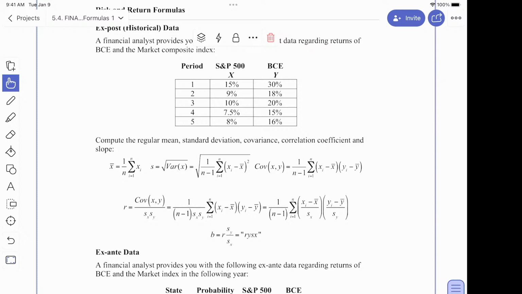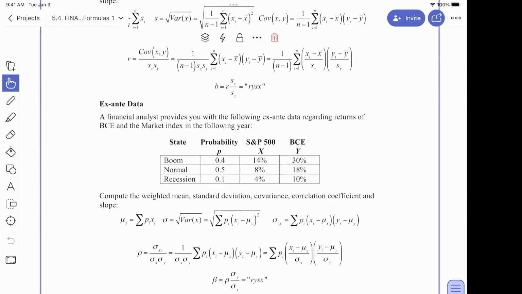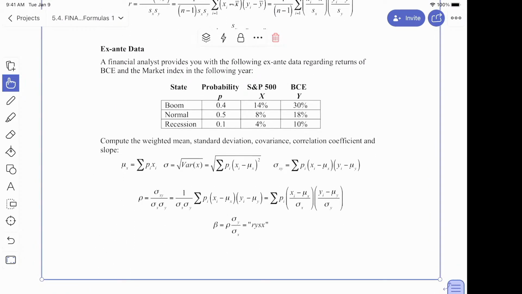All right. So what I have on the screen right now is the notation you learned in your statistics course, if you took statistics. X, Y, S, R, covariance, and all these symbols, right? Scroll down, now let's look at the ex-ante data. Ex-ante is before the fact. This is predictive. And I'm assuming that when I do this, this is a distribution of what's to come.